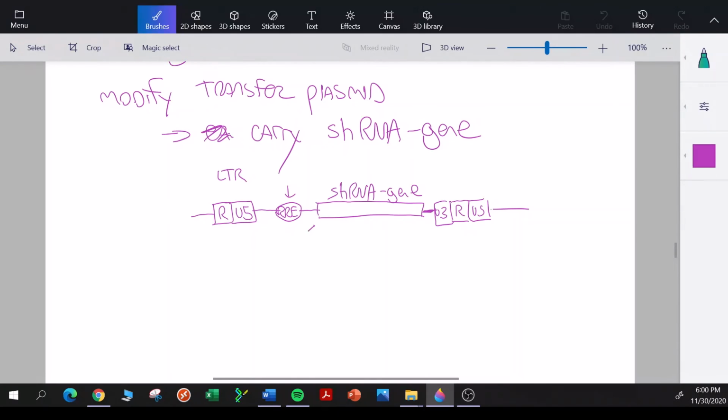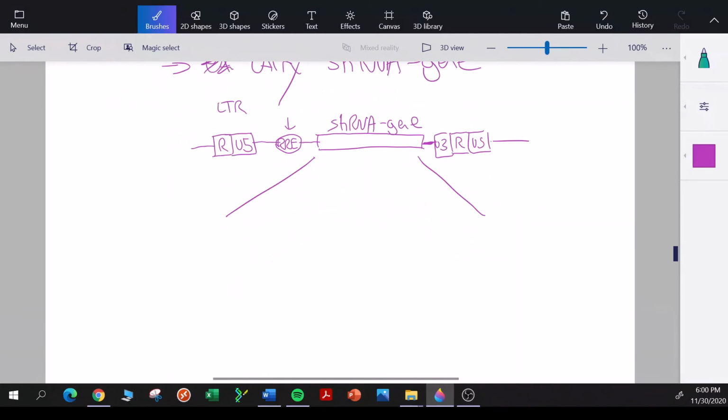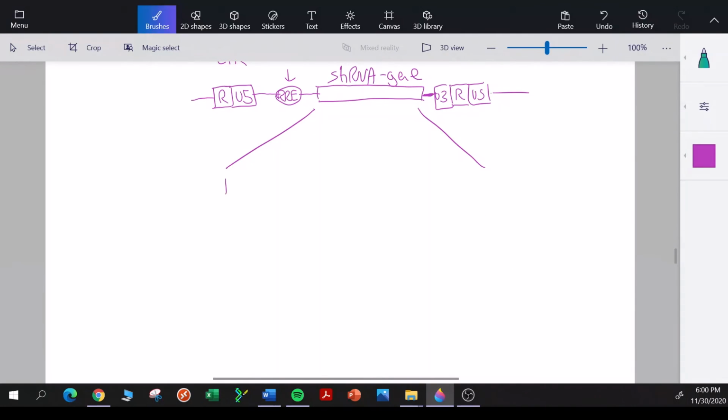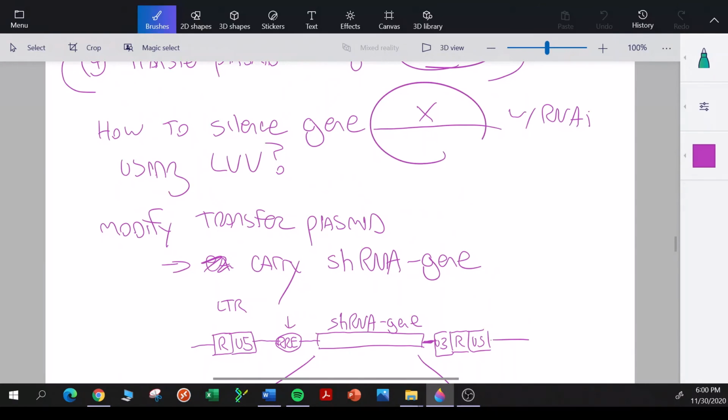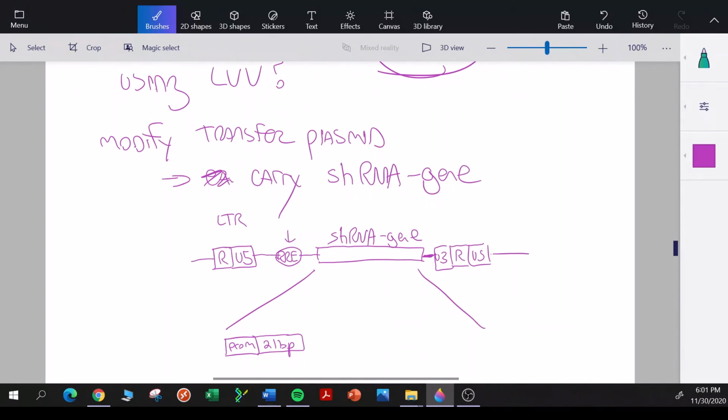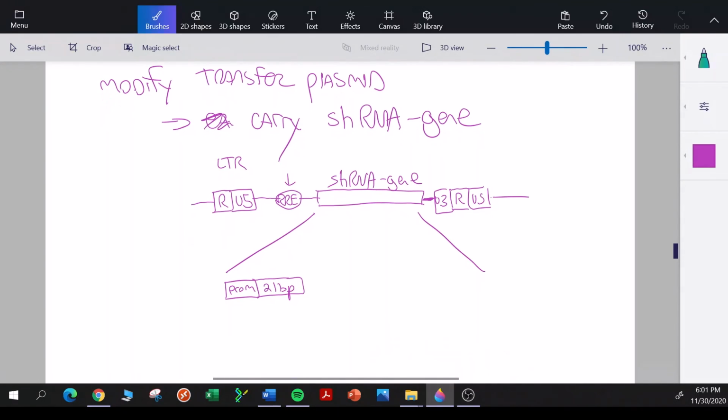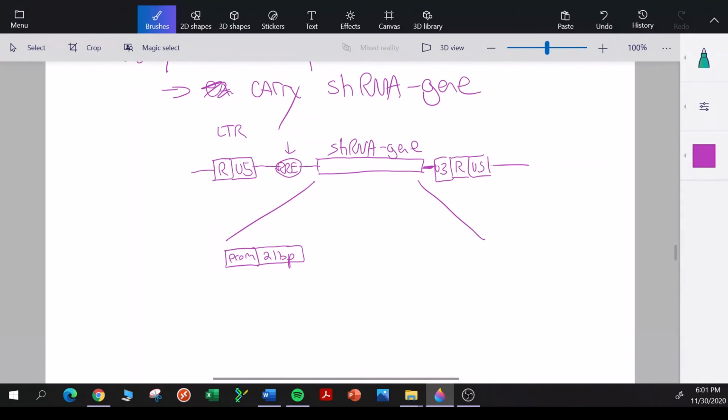And okay, what would that look like? So essentially what we would need is a promoter and a 21 base pair sequence that matches our target gene. So what is the target gene? The target gene was gene X. So we need a 21 base pair sequence from that gene. It should be found in an exon of that gene too, not an intron. And I'm going to put a little arrow right there for now.